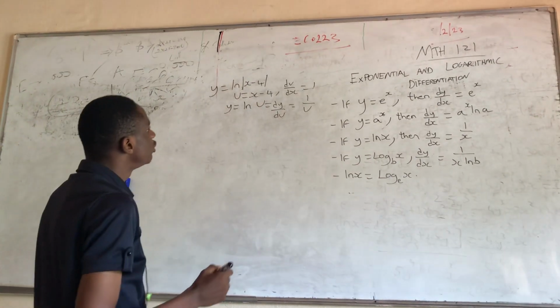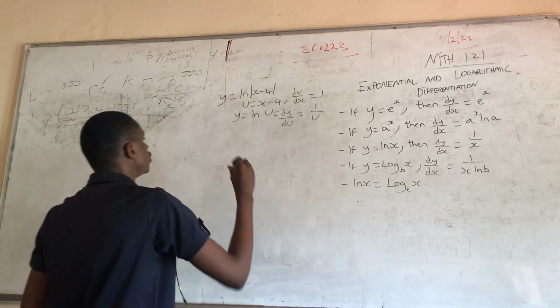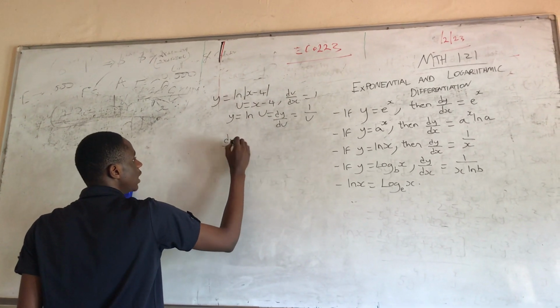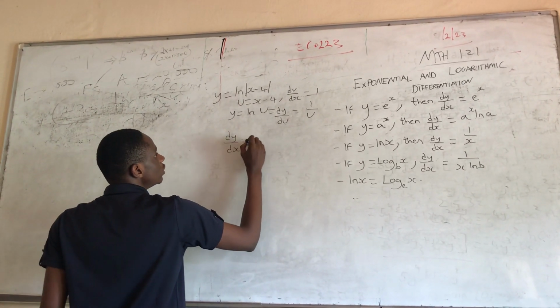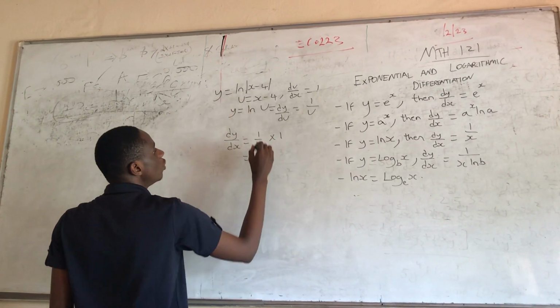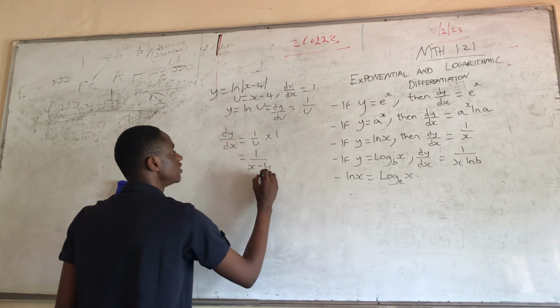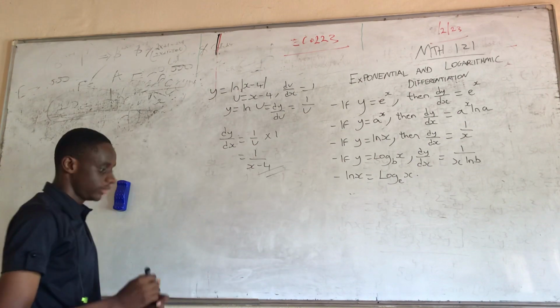So multiplying both of them, what happens? You multiply dy/du by du/dx. So dy/dx now will be equal to 1 over u times 1, and what is our u? It is x minus 4. So dy/dx is 1 over (x minus 4) times 1, which is the same thing. So this is our answer.